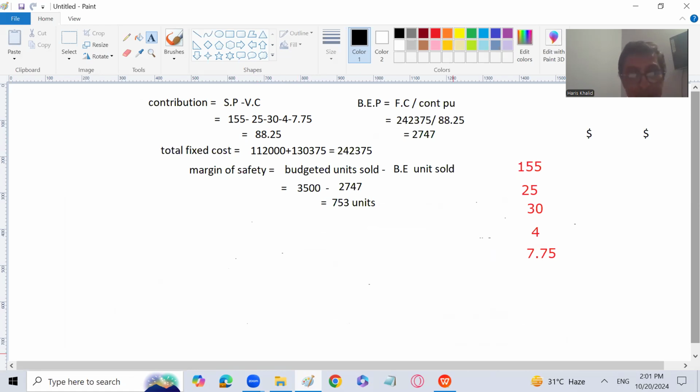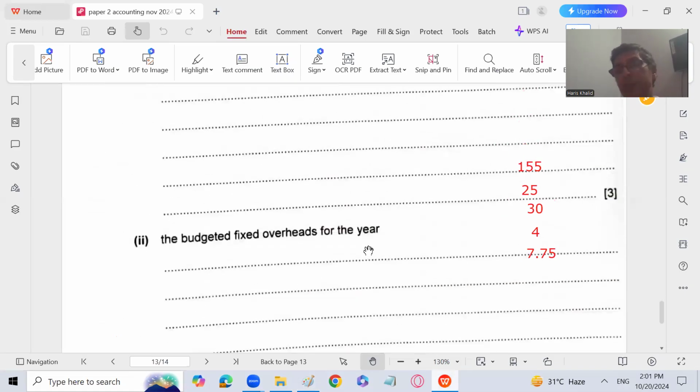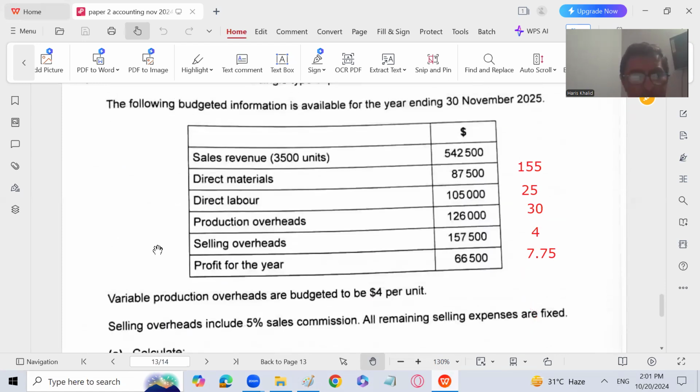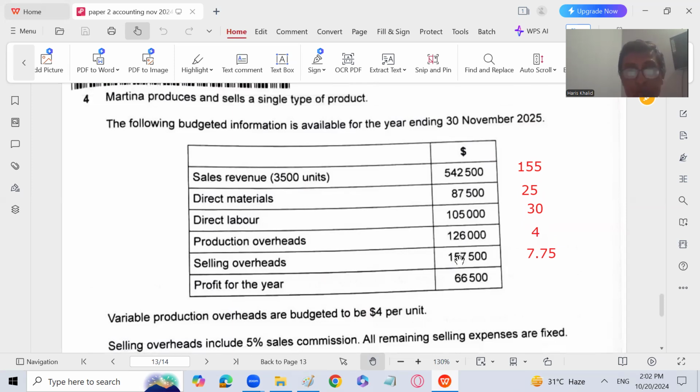Now the second part requires us to find the budgeted fixed overheads for the year. Let's calculate it. Do you think I have given any budgeted fixed overheads? No, it is not given. So it means that you have to differentiate the fixed cost from the variable cost, from the total cost. Production overhead is given 126,000, and out of this, $4 per unit is the variable production overhead. So I can calculate it easily.